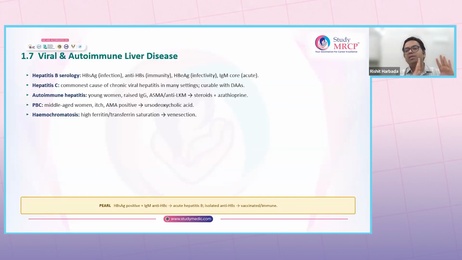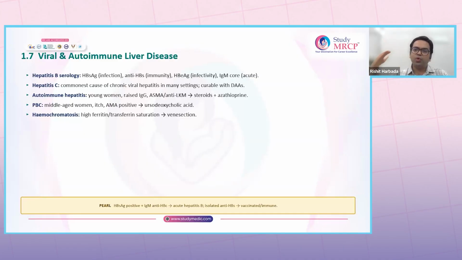So A and E usually are transmitted through the fecal-oral route. A usually doesn't cause very significant hepatitis. It's usually an RNA virus which is causing this infection. And hepatitis A usually spreads through the fecal-oral route, usually has a self-recovery. Hepatitis E is much more common in the case of pregnant women, associated with a very, very high mortality. These usually happen through the fecal-oral route.